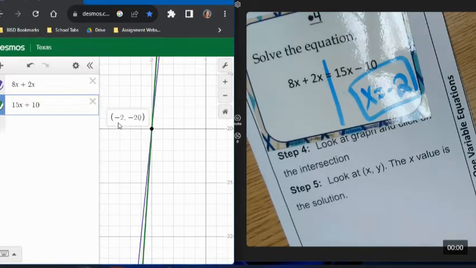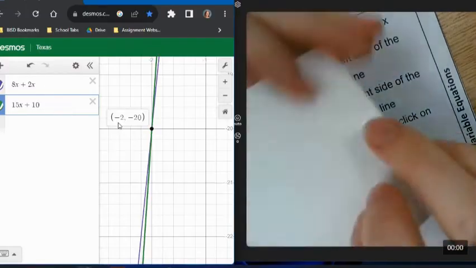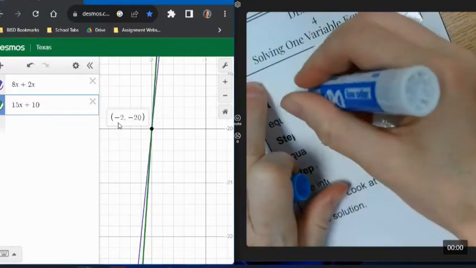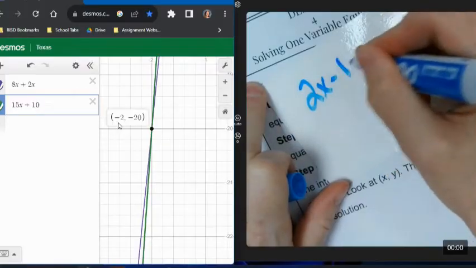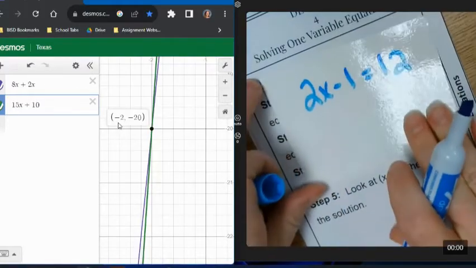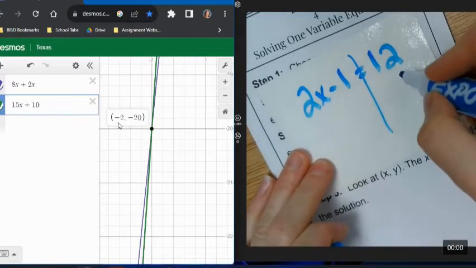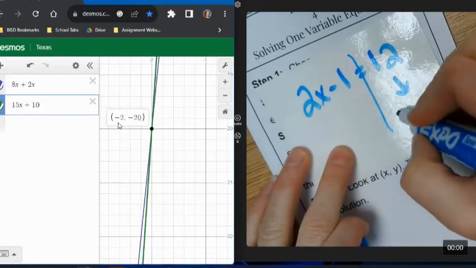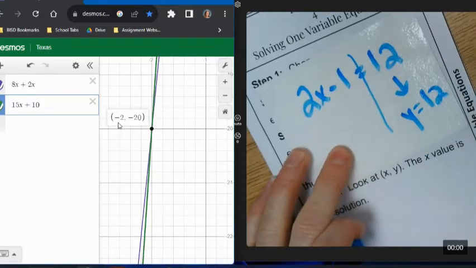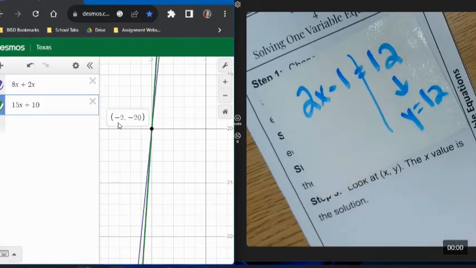But there is a little bit of a change. Let me see if I have an example. Another example would be, let's say, 2x minus 1 equals 12. If I have that, then I put this on the left side, but on the right side I'm going to have to write y equals 12. The reason is that it just won't work unless you do that.